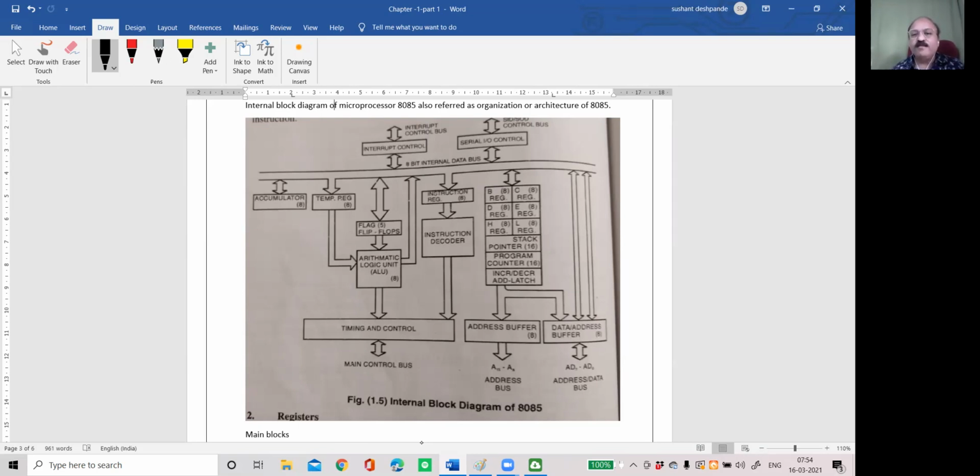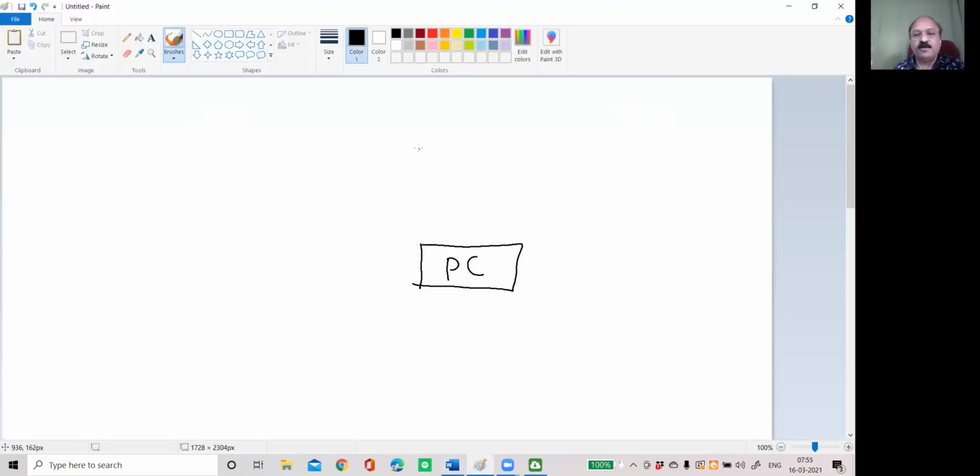So what to write? Next, how to write here? General purpose registers. So it is B, C, D, E, and H, L. You have to write like this only because these registers are used in pairs like this only, not BE, not DC. It will be B, C, D, E, and H, L.